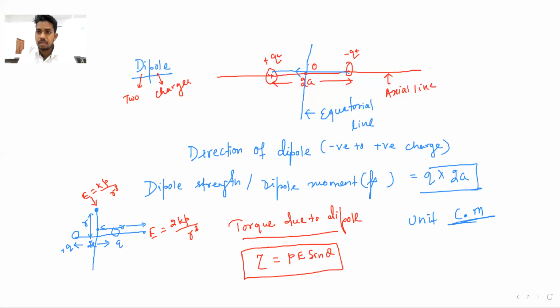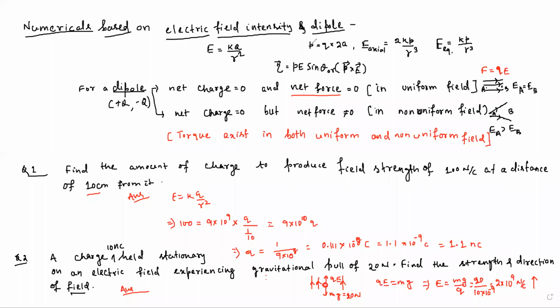So, revising these topics. Numericals based on electric field intensity and dipole. Formula of electric field: kq by r square, and dipole moment p equal to q into 2a. Electric field along the axial line is 2kp by r cube and along the equatorial line kp by r cube, and torque due to dipole is pE sin theta, or in vector form p vector cross E vector.